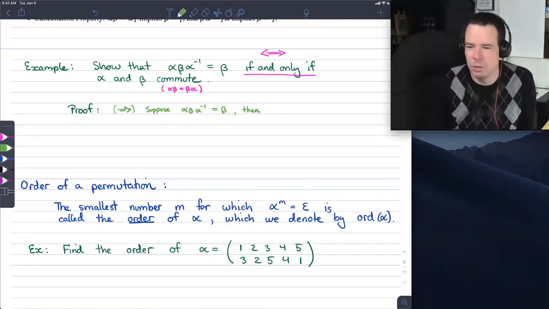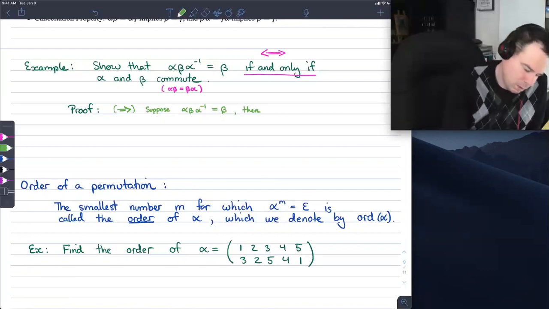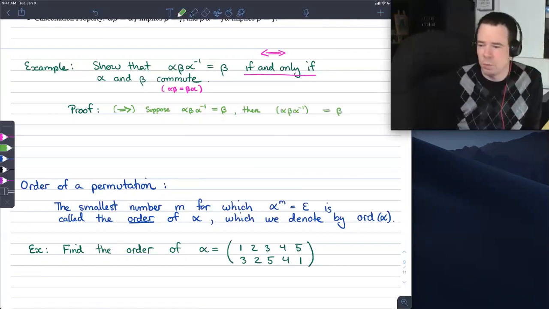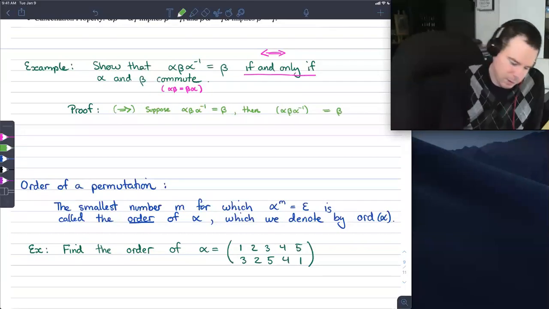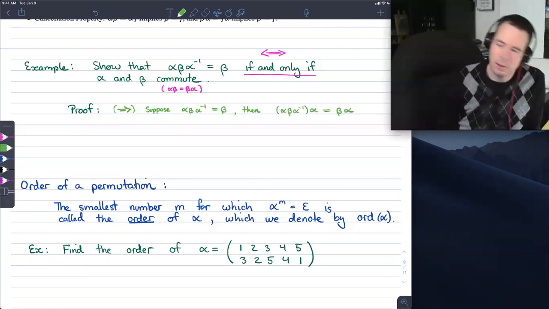So how are we going to do that? What I have is alpha beta alpha inverse is beta. I want to show that they commute. So one way to do that is to start with the equation we know. And I see an inverse there on the left-hand side, the right part of the left-hand side. So I'm going to multiply by alpha to both sides.